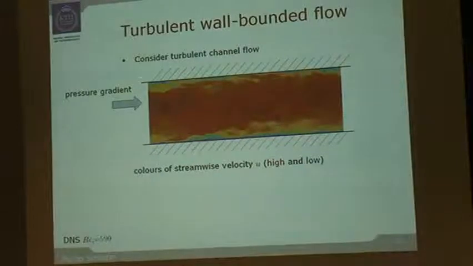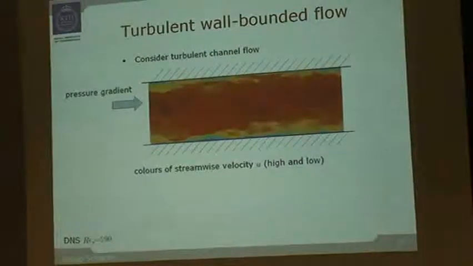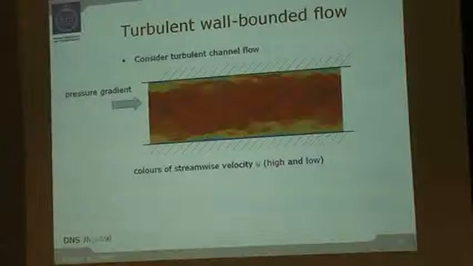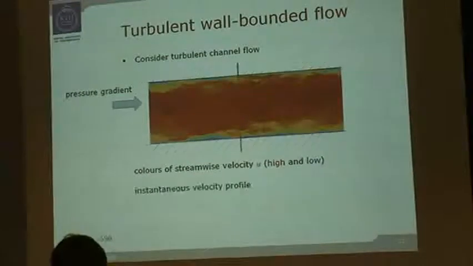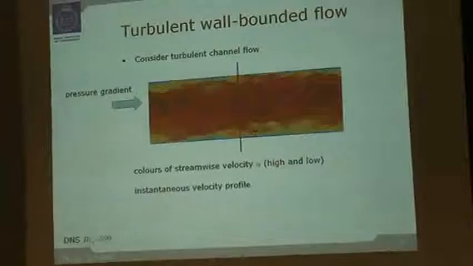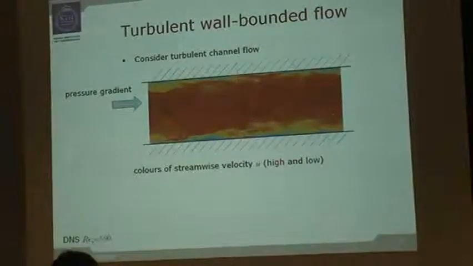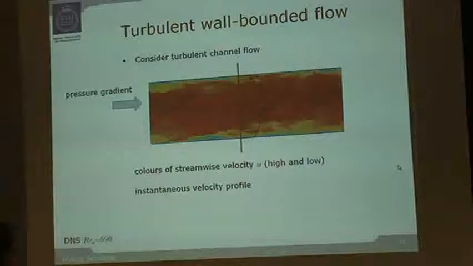Consider this flow, we have two walls, one up here, one down here. We have the flow between these two walls, and we just apply a pressure gradient. What we show in this plot is colors of the streamlines by velocity. Red corresponds to high velocity, and blue close to the wall corresponds to low velocity. So instantaneously, one would have a velocity profile that looks something like this.